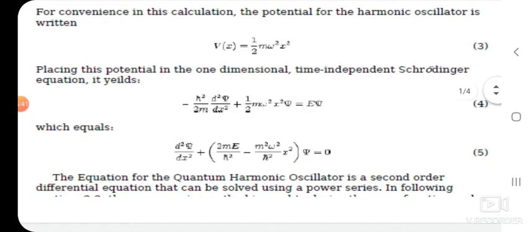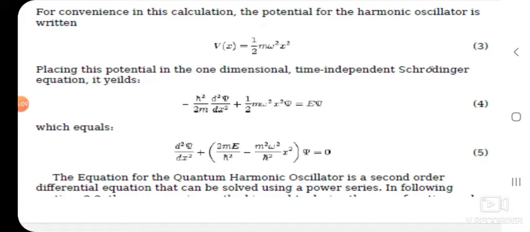The equation for the quantum harmonic oscillator is a second order differential equation that can be solved using power series. Means if you want to solve this second order differential equation, we have to use the power series method to solve this problem.